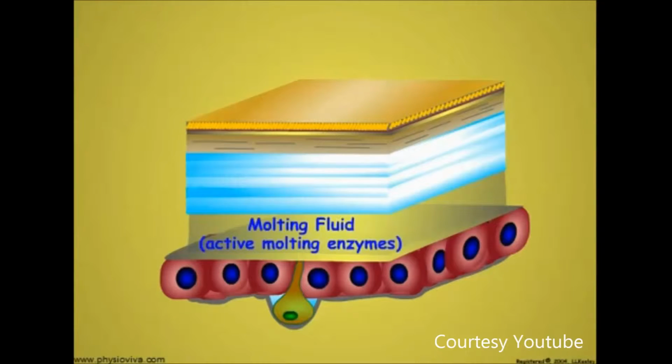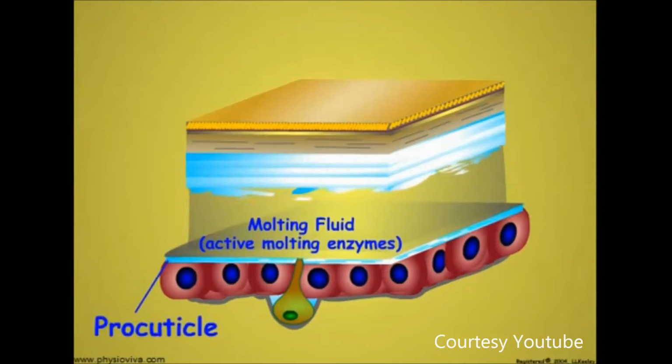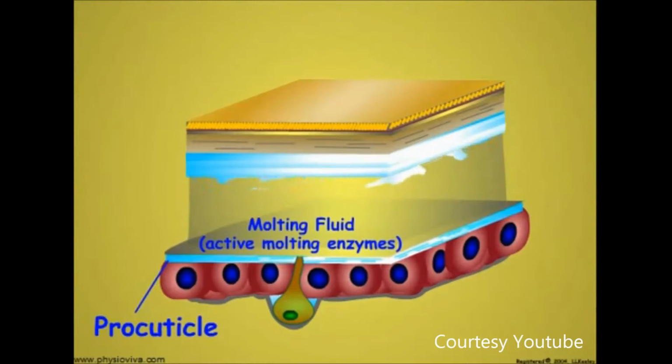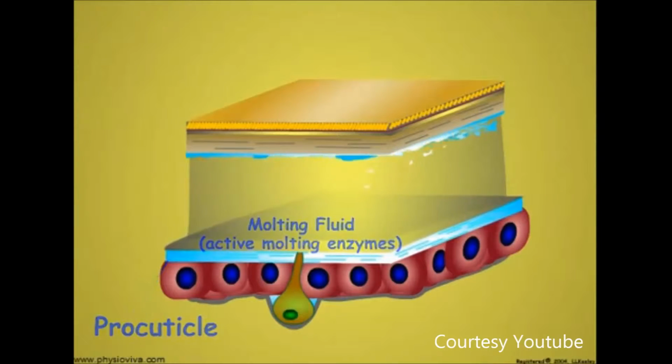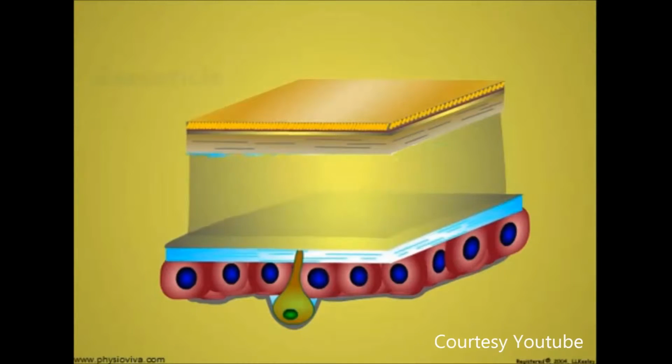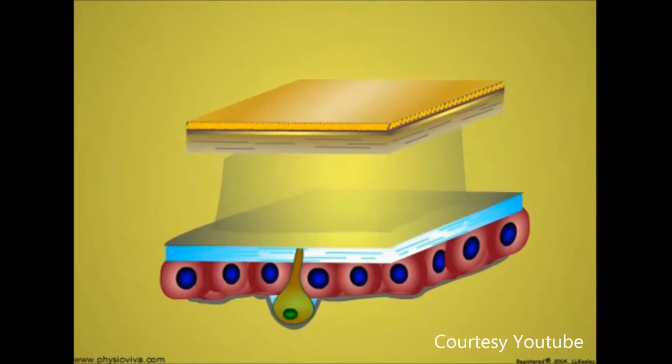The chitinase and protease enzymes of the molting fluid begin to digest the old endocuticle. As much as 90% of the chitin and protein breakdown products from the old endocuticle are reused by the epidermal cells to form a new procuticle. Digestion of the endocuticle continues until it reaches the old exocuticle. The old exocuticle layer is resistant to enzyme action since it is sclerotized. The remaining molting fluid is reabsorbed.